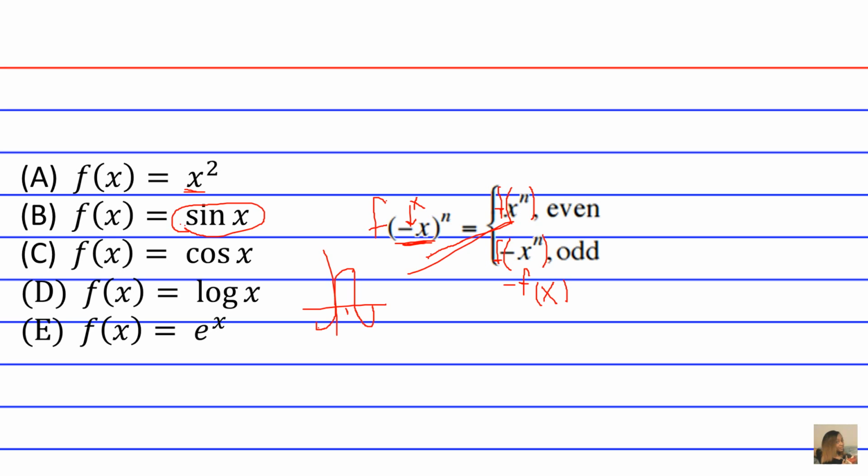All right, so good luck studying. And remember to plug and chug on your own for this problem so that you can see for yourself that this is in fact an odd function.